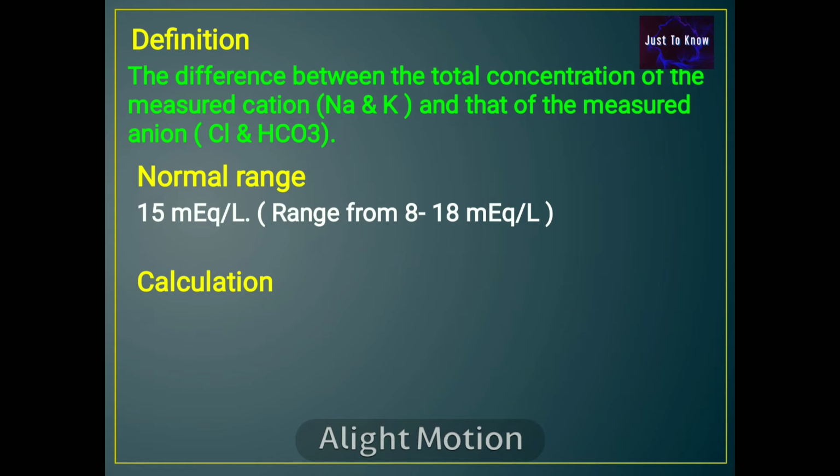Calculation. Sodium plus potassium, the measured cation, minus chloride plus bicarbonate, the measured anion, constitutes the anion gap.